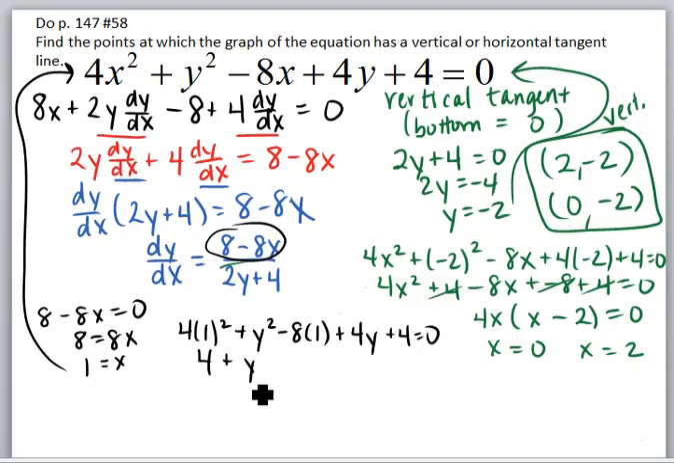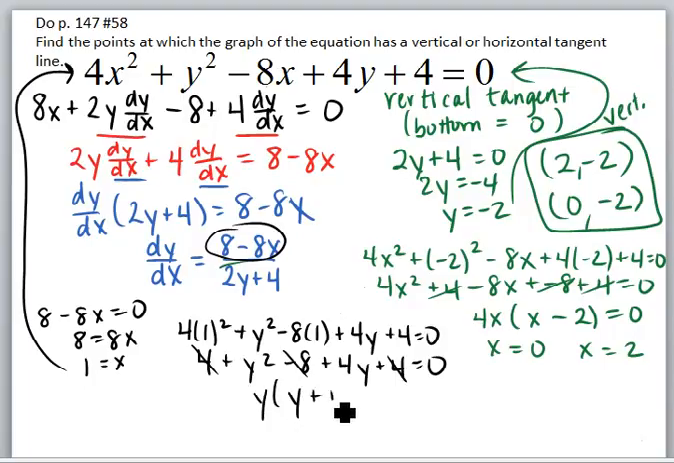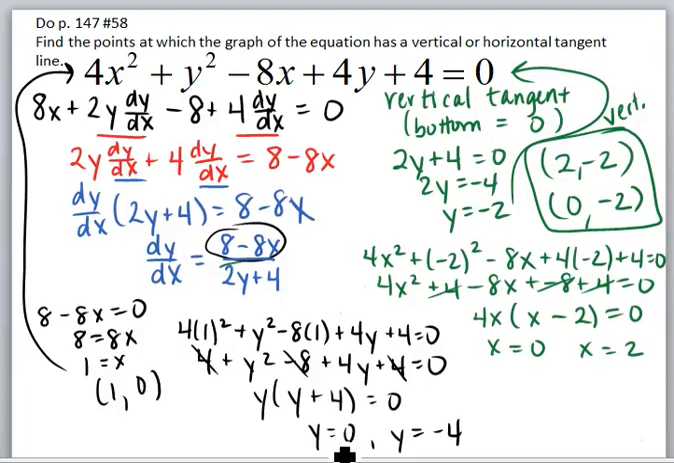So I have 4 plus y squared minus 8 plus 4y plus 4 equals 0. 4, negative 8, and 4 makes 0. Factor out a y. I'm left with y plus 4 equals 0. So my y values are 0 and y equals negative 4. That creates 2 points. 1 comma 0. Okay, there's my x, 1, and there's my y, 0. And the other point is 1 comma negative 4. This was quite a lengthy problem. We can discuss this further together.